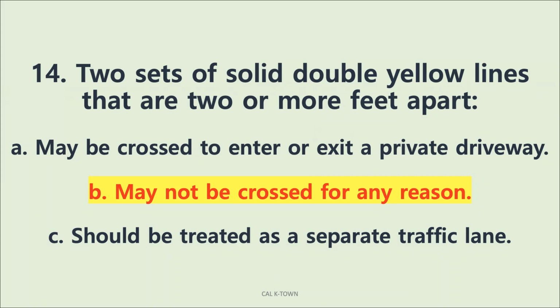2 sets of solid double yellow lines spaced 2 or more feet apart are considered a barrier. You may not drive on or over this barrier, or make a left turn or U-turn across it, except at designated openings.